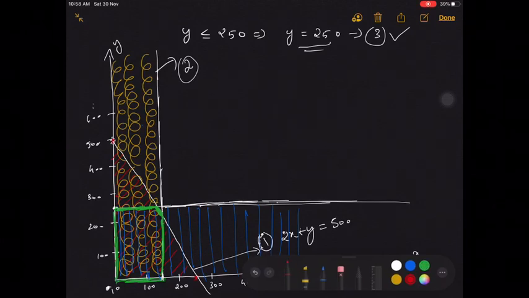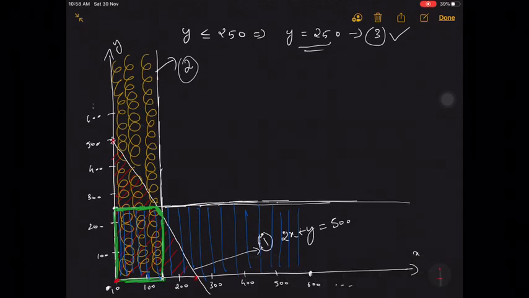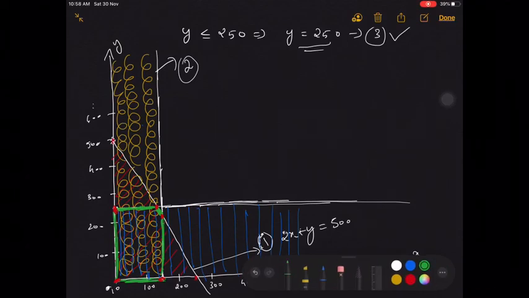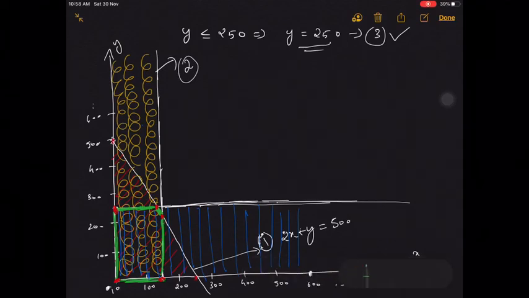Now I'll highlight the corner points with red color. We have one point here, another here, another here, another here. These are the corner points of the feasible area, and this is our feasible area. I'll make it green. So this part is our feasible area.